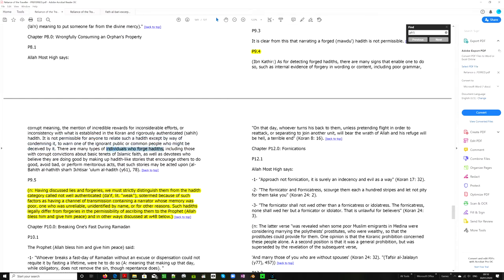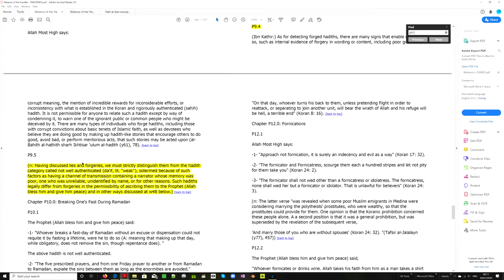"There are many types of individuals who forge hadiths, including those who corrupt convictions about basic tenets of Islamic faith, as well as devotees who believe they are doing good by making up hadith-like stories that encourage others to do good, avoid bad, or perform meritorious acts, that such stories may be acted upon." Right, so these thoughts are informed by other scholars, and the scholars routinely refer to other works and other scholars.